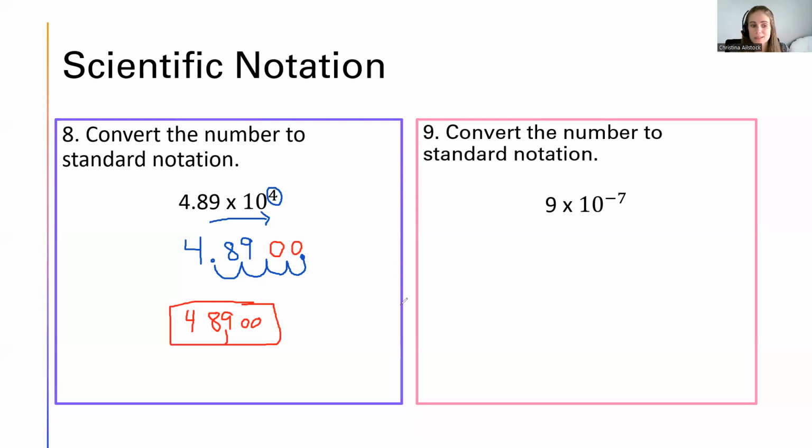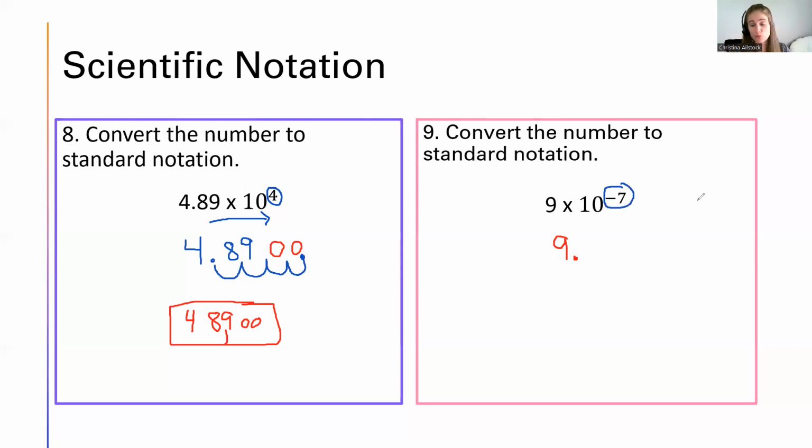Question 9. We want to convert this number to standard notation, 9 times 10 to the negative 7th. I'm going to rewrite that coefficient up front, and I notice that my 9 doesn't have a decimal point. I'm going to go ahead and add one. And my exponent in this case is a negative 7. That tells me two things.